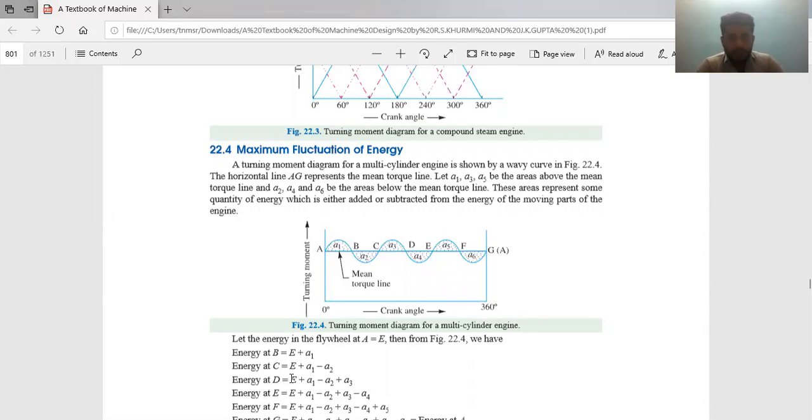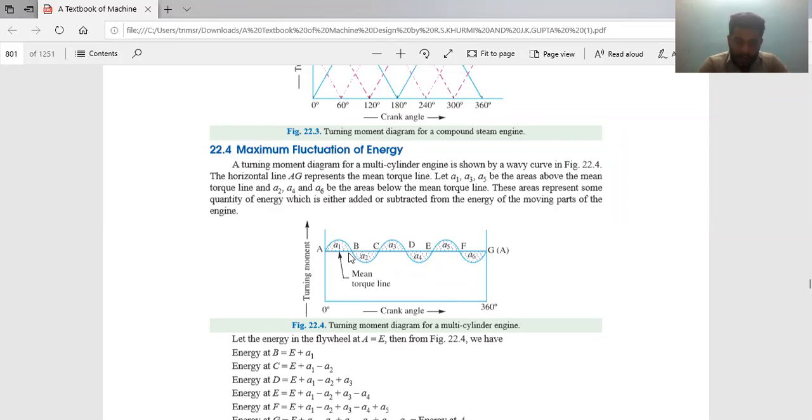Now see, when I start the engine, definitely the engine is having some power. Power cannot be zero. Energy of the engine cannot be zero at the starting condition. Yes or no? Energy cannot be zero at the start point. That means say the energy at the start point A is nothing but E.